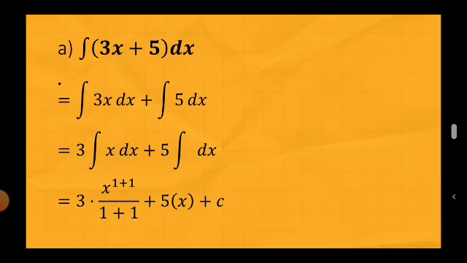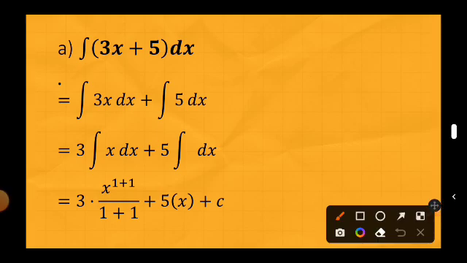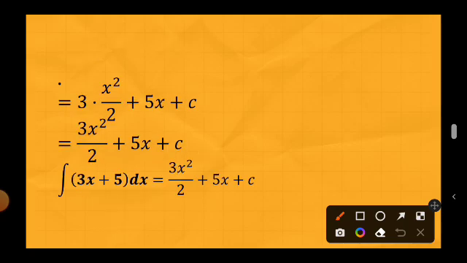And after that, we can perform the power rule by adding 1 to the exponent of our x, which is 1 plus 1, and make it a denominator of the function. So simplifying the integral of our function, we now have 3 times x raised to 2 over 2 plus 5x plus the arbitrary constant c. And then after that, we can now multiply our constant 3 to our function. So we will have 3x squared over 2 plus our second function 5x plus c.